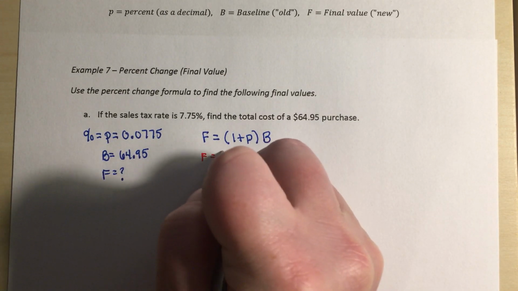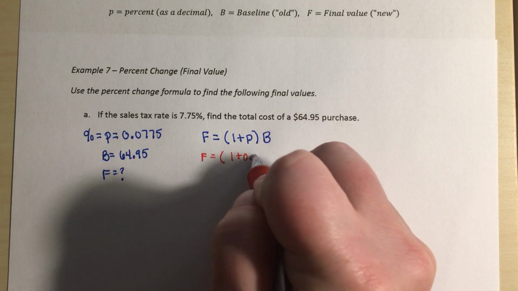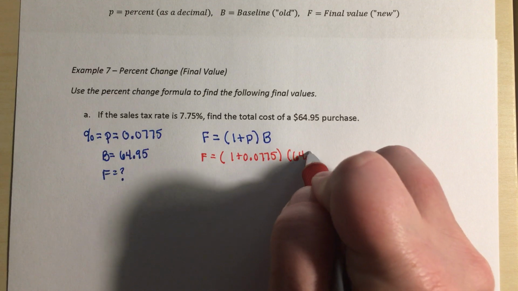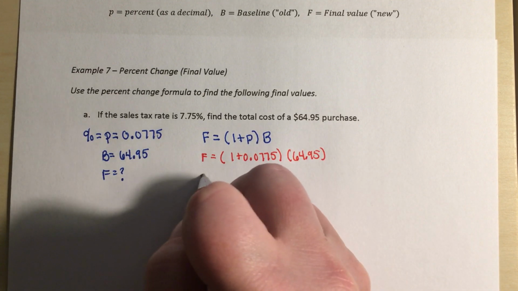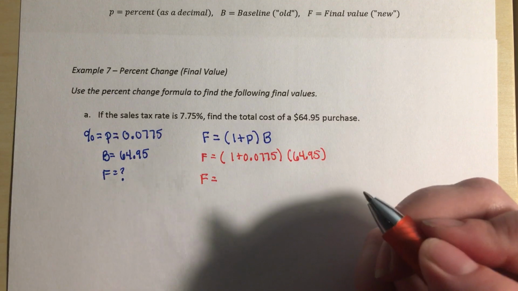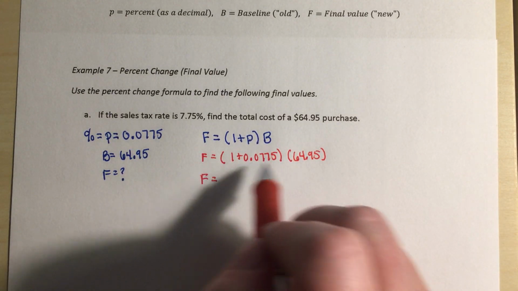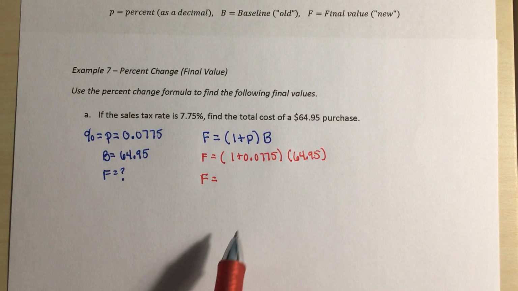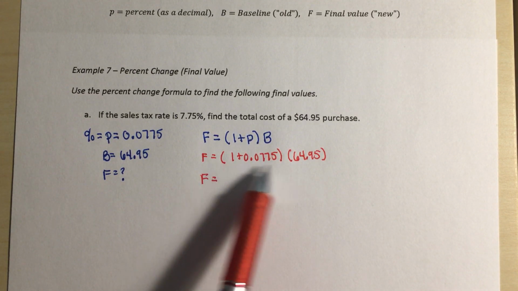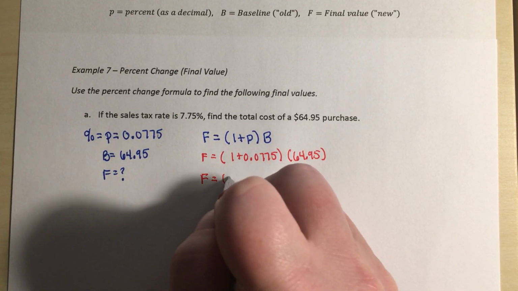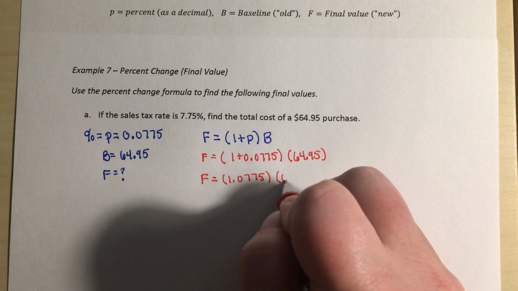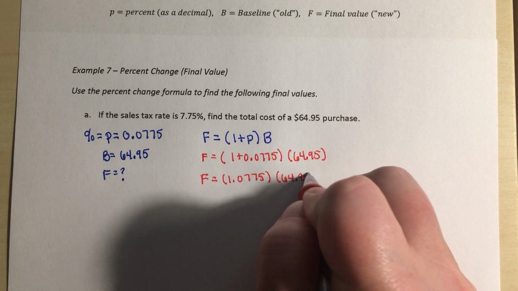So F equals 1 plus 0.0775 times 64.95. If we go through and do this, we can do it in 1 step, 2 steps, or 3 steps. If we're plugging it into a calculator, throw this in parentheses, which is going to give us 1.0775. And we're going to take that times our $64.95.